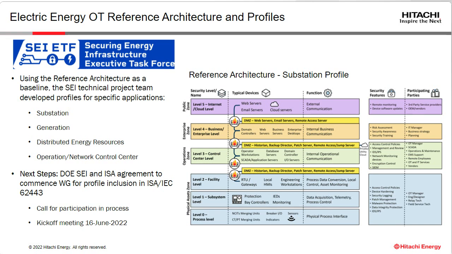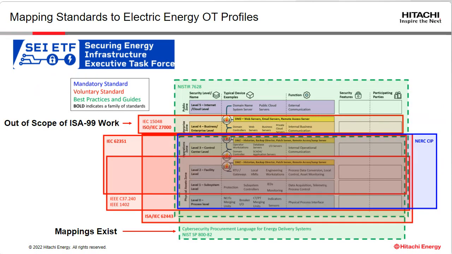The other thing is evaluating technologies and standards, and here's where my co-chair, Sam Chinosky from INL, put a lot of effort into looking at the various standards that exist in the industry. So when we move into the ISA 99 Working Group 14, we're not going to focus on the 27,000 part of the standards. That's really IT and enterprise level. But we are focused on the various standards that are applicable to the OT system.